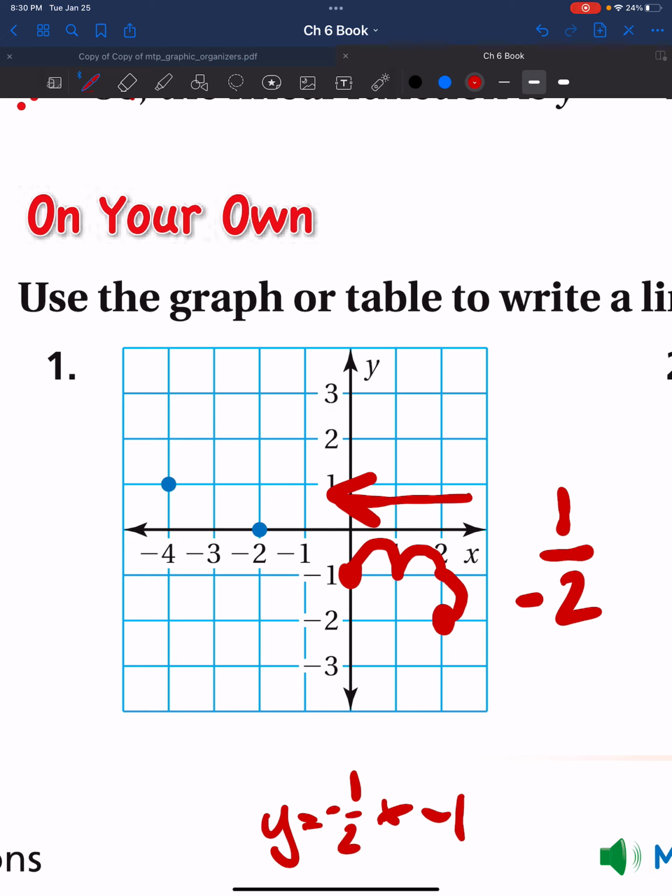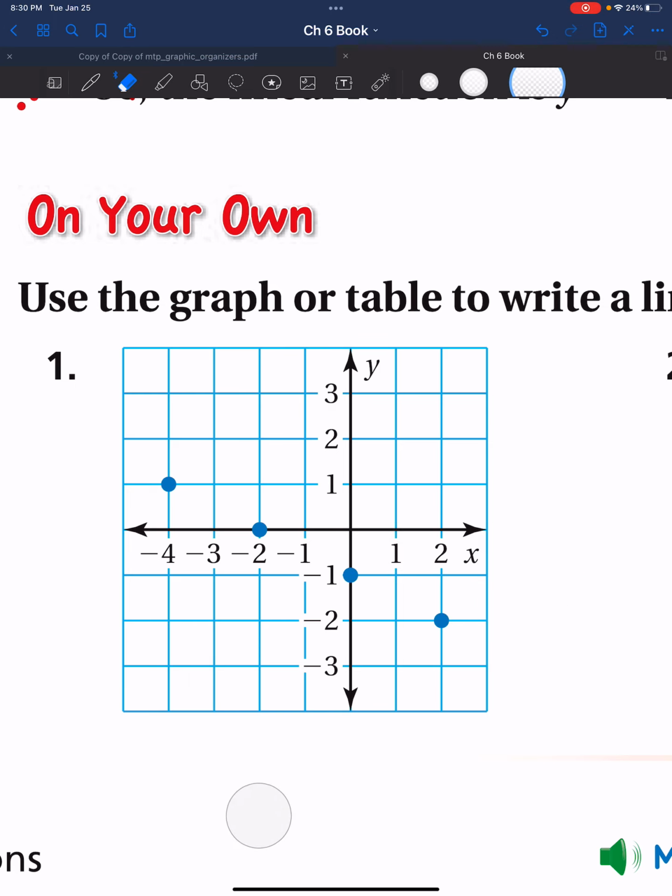There's your equation that goes to that line. Guys, we learned that in chapter 3. We're in chapter 6 and we're still doing the same stuff. All right.